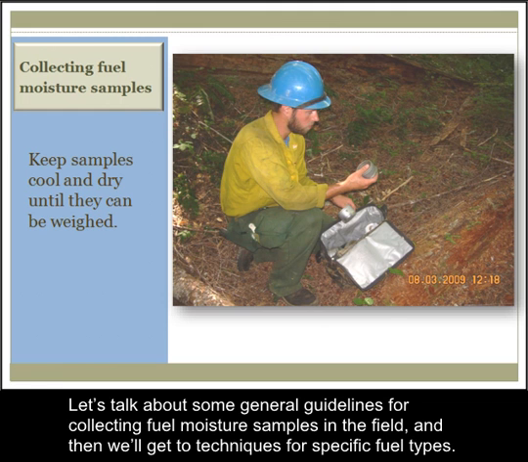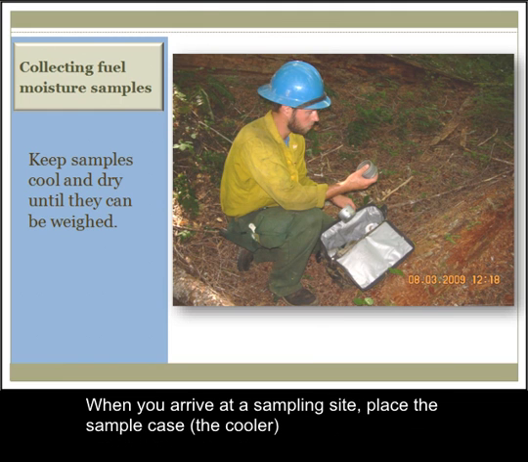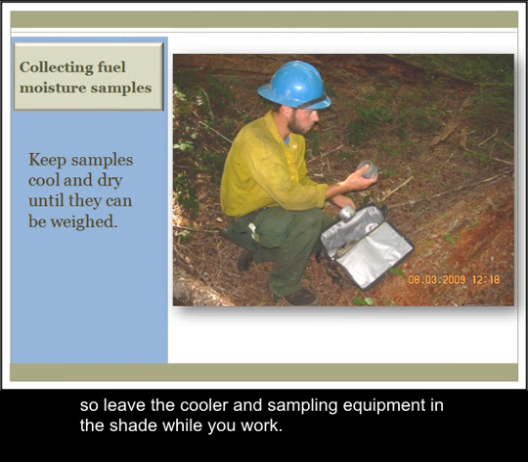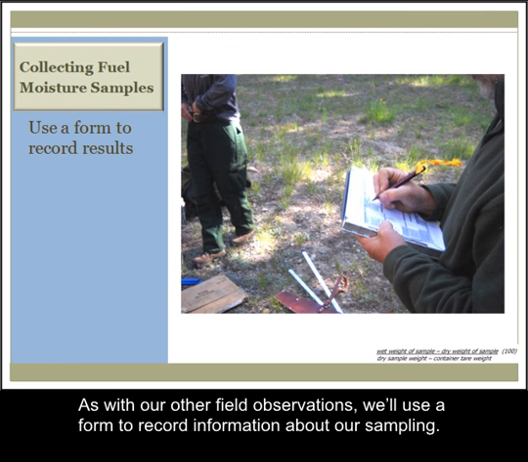Let's talk about some general guidelines for collecting fuel moisture samples in the field, and then we'll get to techniques for specific fuel types. When you arrive at a sampling site, place the sample case, the cooler, in the shade, and prepare your field data sheet. It's best to keep samples cool and dry, so leave the cooler and sampling equipment in the shade while you work. As with our other field observations, we'll use a form to record information about our sampling.